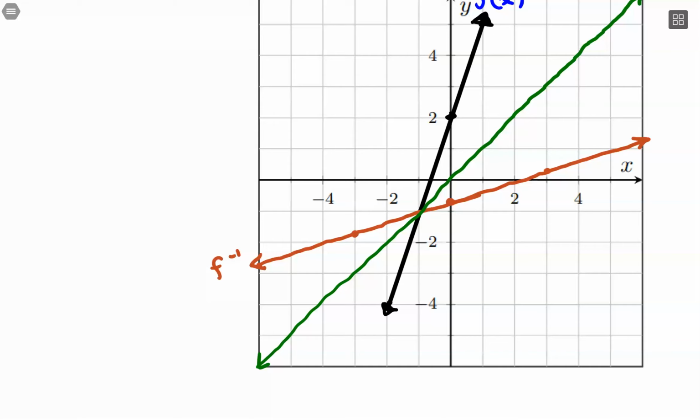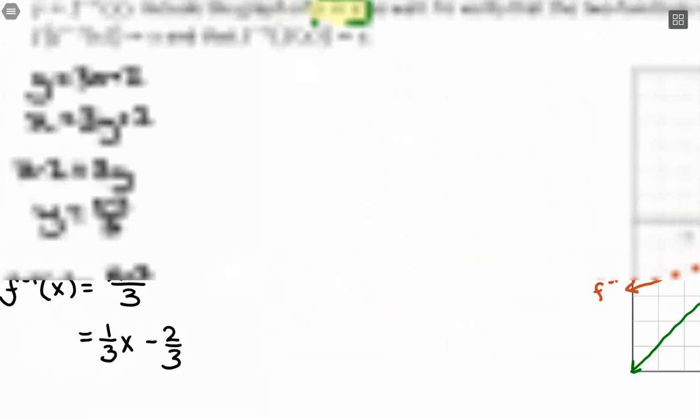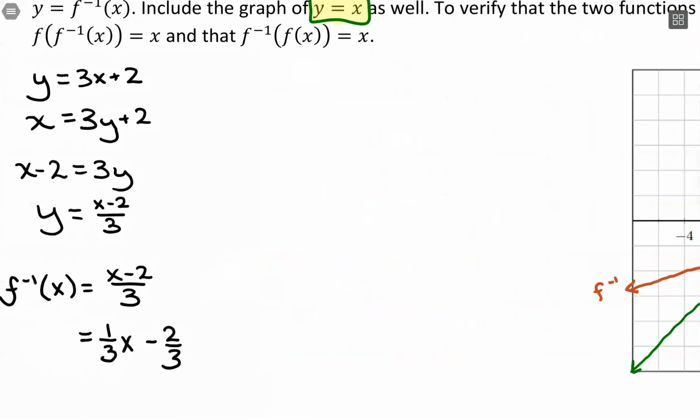Another way this comes through is that by reflecting over y equals x, it's like we're switching our x and y values, and we can visualize this in a table as well. So let's say I made a table for x and my original function f of x, which is the 3x plus 2.